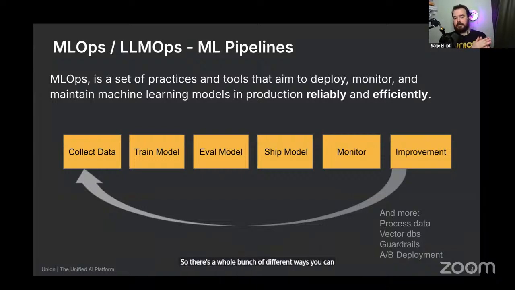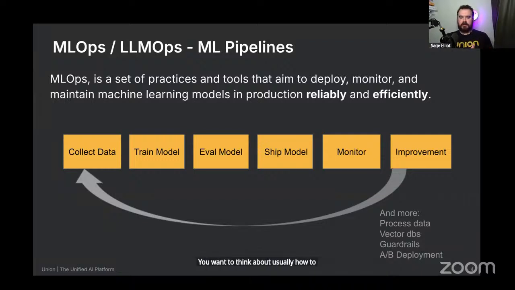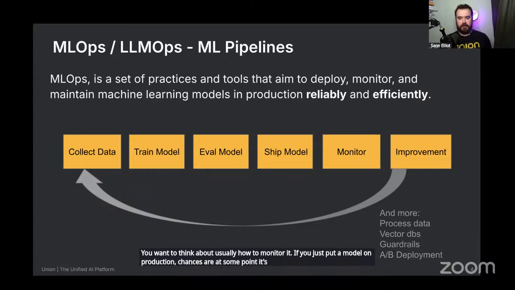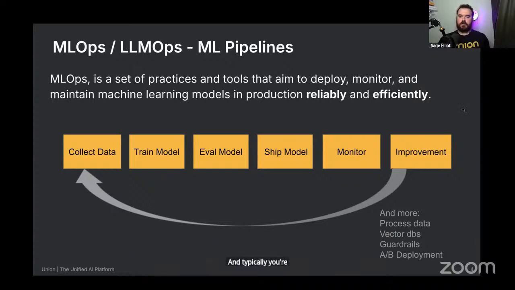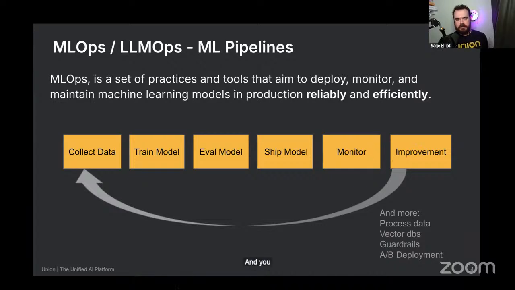Once you ship that model somewhere, you want to think about how to monitor it. If you just put a model on production, chances are at some point it's going to start behaving differently or not be as accurate as it once was, and you want to be able to catch that quickly. And typically you're collecting data in production or data from somewhere else, and you want to fine tune your model, or maybe that's even prompt engineering with large language models. And you basically want to be able to improve and then do these steps over and over again.